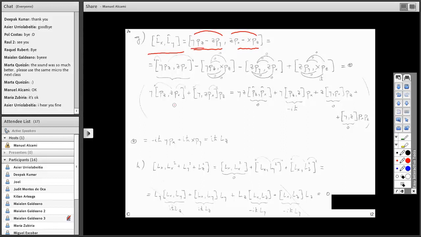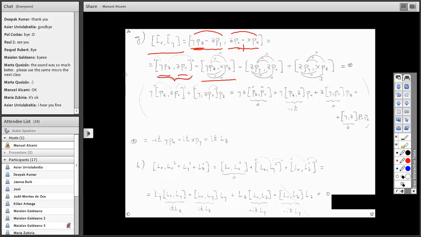For instance, this commutator with this, the first with the second. There is a minus sign, so I put the minus sign, etc. I can develop the commutator in four commutators: first term with first term, first with second, second with first, second with second. Let's consider the first one.